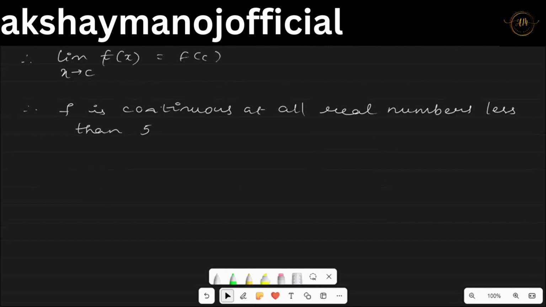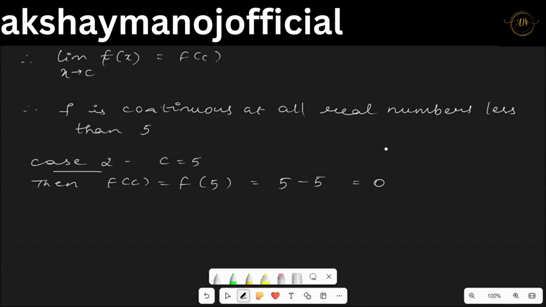So we have the remaining 2 cases. Let me now consider case 2. Case 2, c is equal to 5. Then f(c) will be f(5), which is equal to 5 minus 5, which is equal to 0.